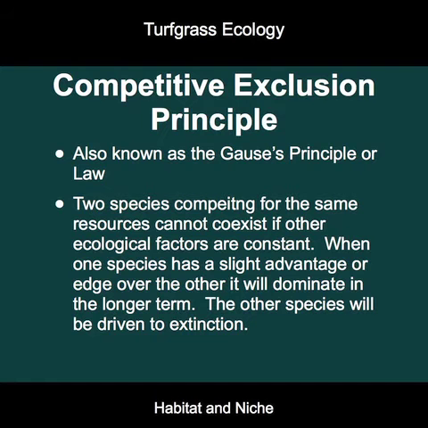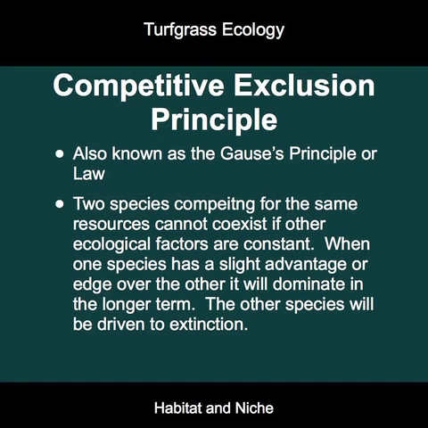One of the principles of niche competition is known as the Gause principle, or mainly known as the competitive exclusion principle, which was proposed in the 1930s by the Russian ecologist, and which states that two species competing for the same resources cannot coexist if other ecological factors are constant. If one species has only the slightest edge over another, then the one with the advantage will dominate and the other one will be driven to extinction.